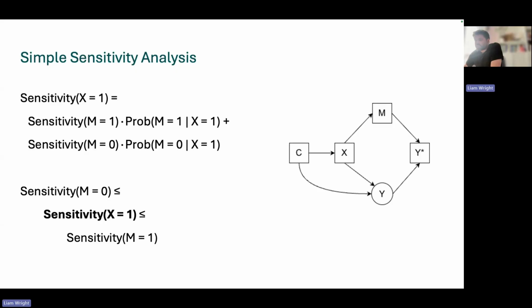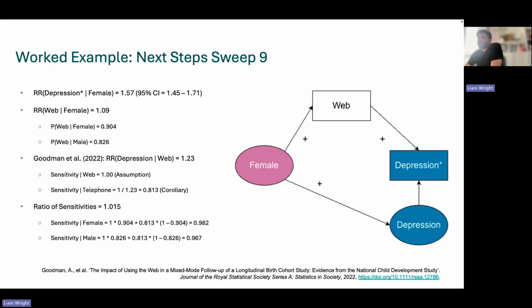I'm just talking about this at a high level, but we can apply this in some data. So here's an analysis of Next Steps, the cohort study run by a department, and the association between whether someone was female and their reported depression at age 32. If you just take the data as is, you'll see that females have a 57 percent higher risk of reported depression.